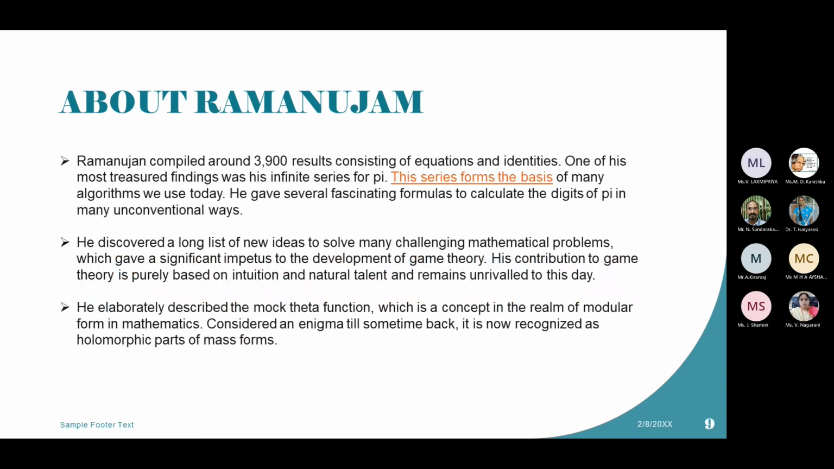Ramanujan compiled around 3,900 results consisting of equations and identities. One of his most treasured findings was his infinite series for pi. This series forms the basis of many algorithms we use today. He gave several fascinating formulas to calculate the digits of pi in many unconventional ways. He discovered a long list of new ideas to solve many challenging mathematical problems, which gave a significant impetus to the development of game theory. His contribution to game theory is purely based on intuition and natural talent and remains unrevealed to this day.